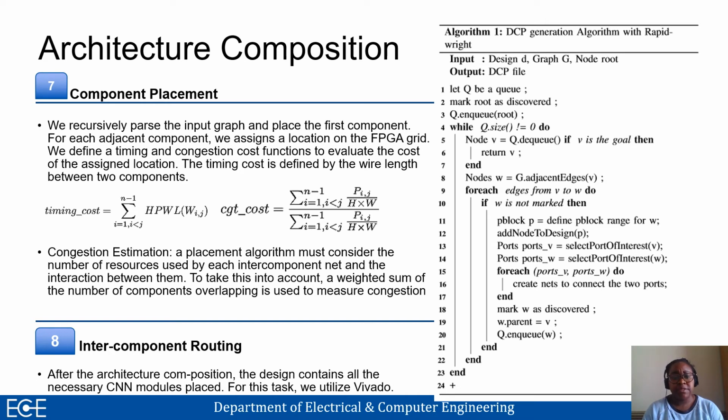Once all the components are placed accordingly on the FPGA, now we have to do the internal component routing. All the components have been placed during the first step, but since wires have been created between them, we have to route those wires. That's why the eighth step is needed.